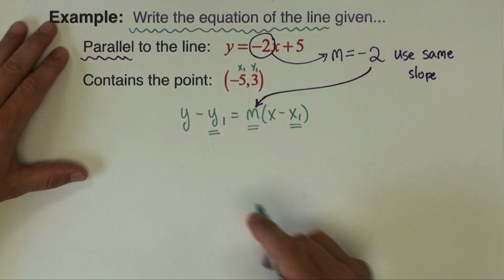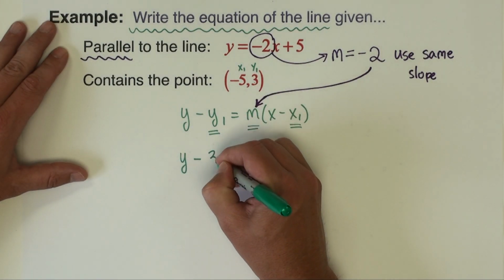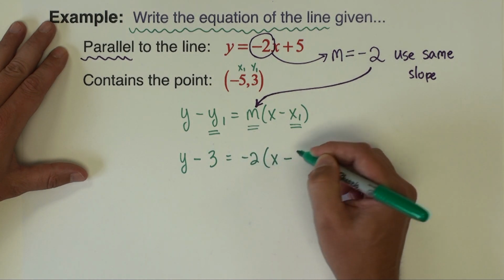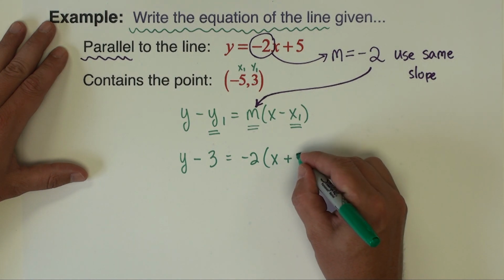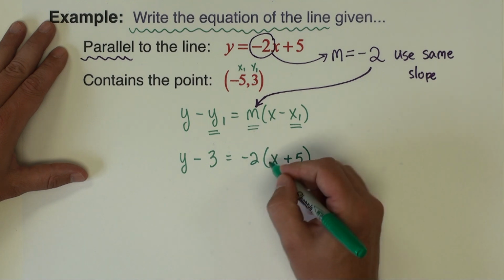Okay, so let's go ahead and drop these numbers in. We got y minus the y value of 3 equals -2 times quantity x minus, and the x is -5. That's going to flip that minus to +5. All right, we're going to distribute -2.